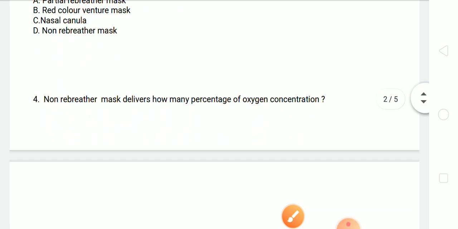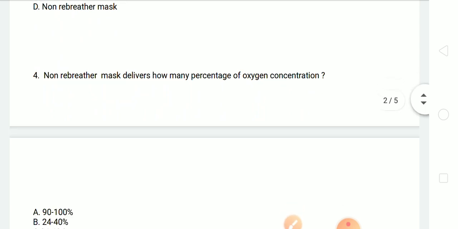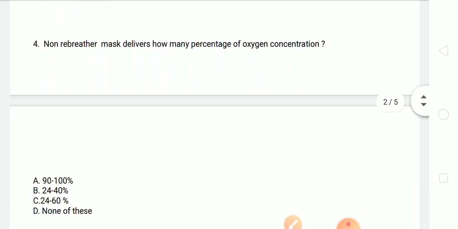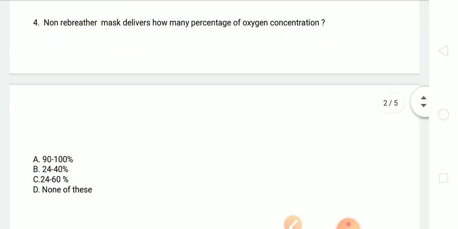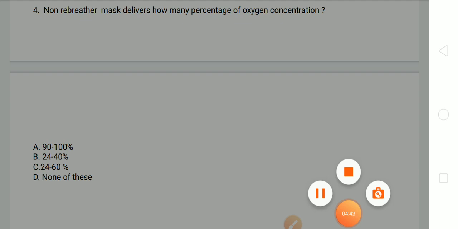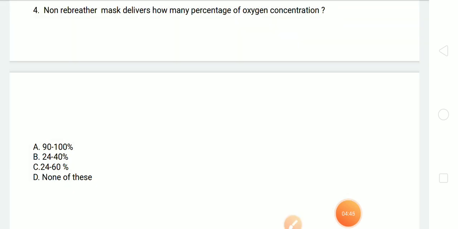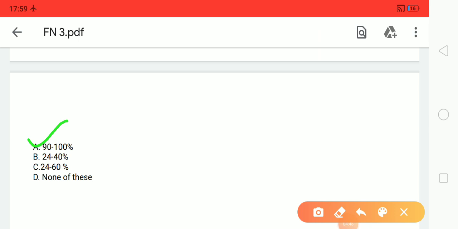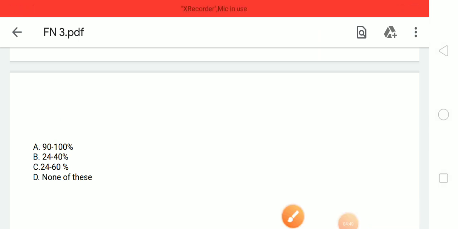Next question: a non rebreather mask delivers how much percentage of oxygen concentration? I already told you the percentage of oxygen concentration in a non rebreather mask. This is the highest, and the correct option is option A, 90 to 100%.